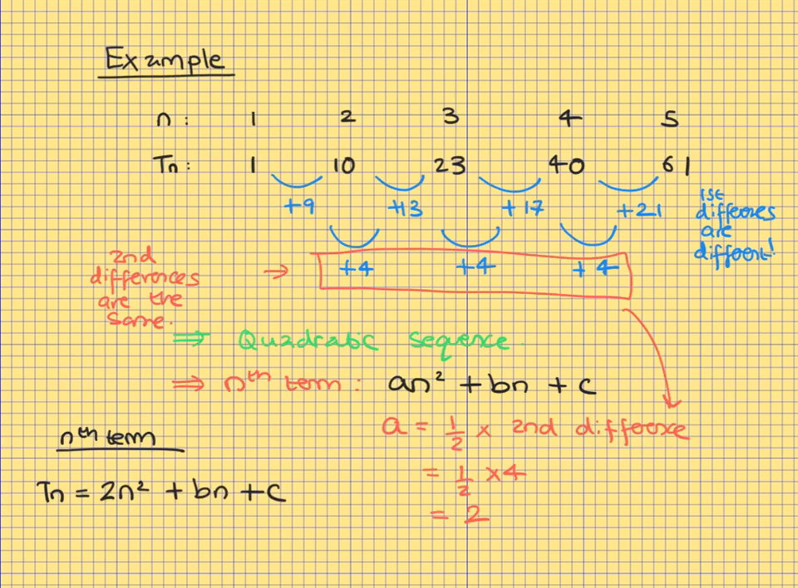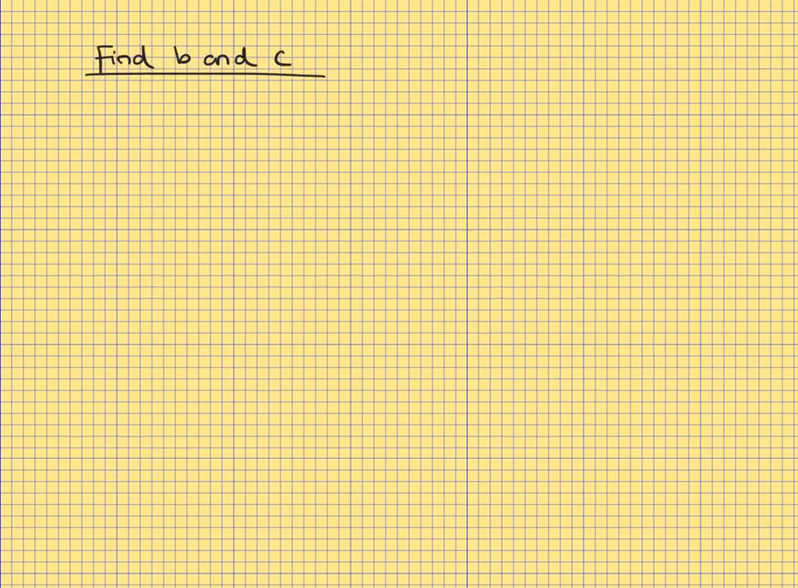And like we did previously, we're now going to try and find the values of b and c using the same method. So let's set up a table like we did last time with the same references. I want to know which term I'm talking about. So I list values of n. I then list the values of the terms in my sequence, which are 1, 10, 23, 40, and 61.